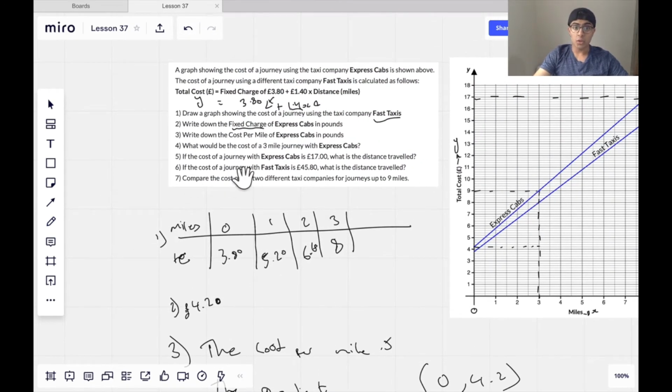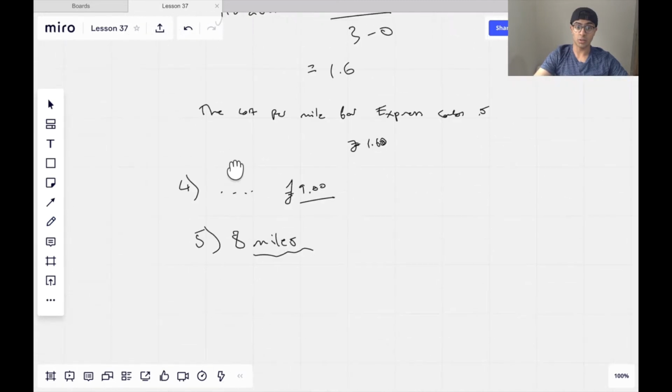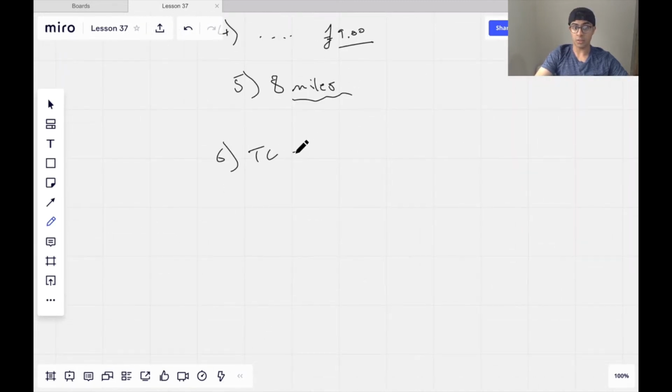Okay, if the cost of a journey with fast taxis is £45.80, what is the distance travelled? Okay, so now we've got a bit of an issue here, right? Because the graph doesn't go up to the charge of £45.80. So what we could do is just use this equation we have over here. It tells us that the total cost, TC, is 3.8 plus 1.4, and for distance, or miles, I'll put D instead, not M because we have that for the gradient. 1.4D.